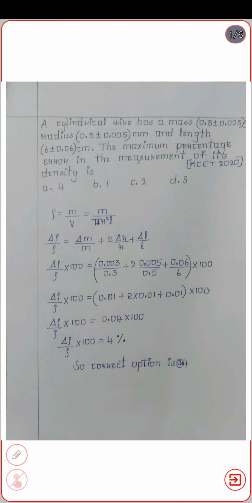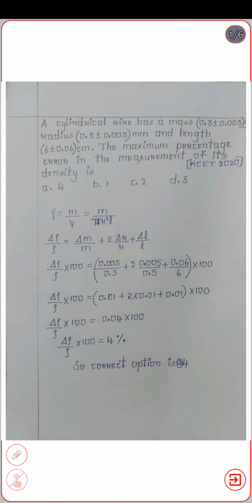So we all know what density is. Density is nothing but mass by volume. But here we have to know the volume of the cylindrical wire. What is the volume of a cylindrical wire? That's nothing but pi r square L. So take that and apply it here.